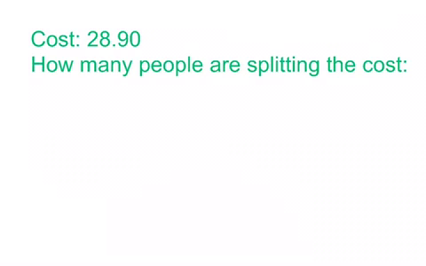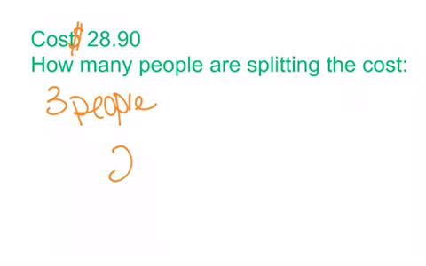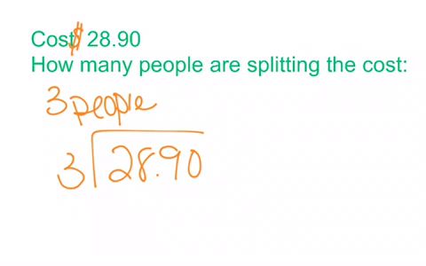All right, so what is the cost of the one remote control helicopter? You know it's $28.90. Then how many people are going to be splitting the cost? Well, Latasha and her two sisters. So Latasha plus her two sisters would be 3 people. So splitting in math is typically when we use division. So the cost is $28.90. Would you rather divide $28.90 by 3?